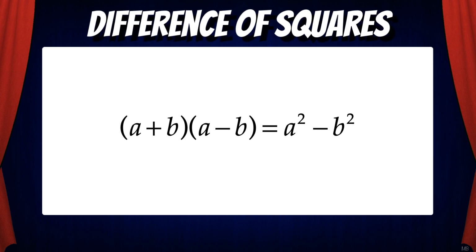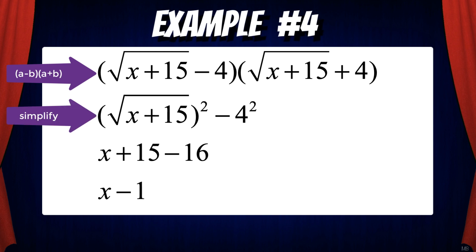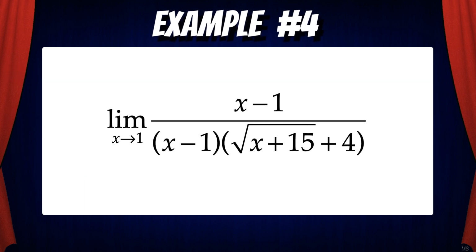Now let's go back to our algebra and remember that a plus b times a minus b is actually a squared minus b squared. We can apply this pattern to our new numerator. We have a minus b times a plus b. So the numerator can now simplify to the square root of x plus 15 squared minus 4 squared. Now if we get rid of the exponents, we get x plus 15 minus 16, which is x minus 1. So now our numerator is just x minus 1.